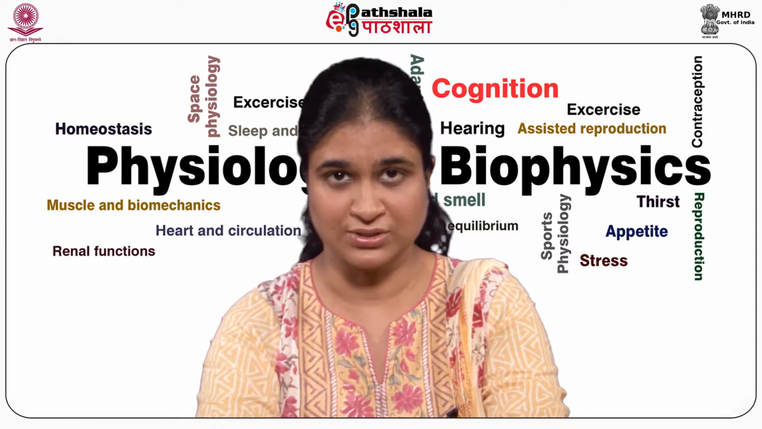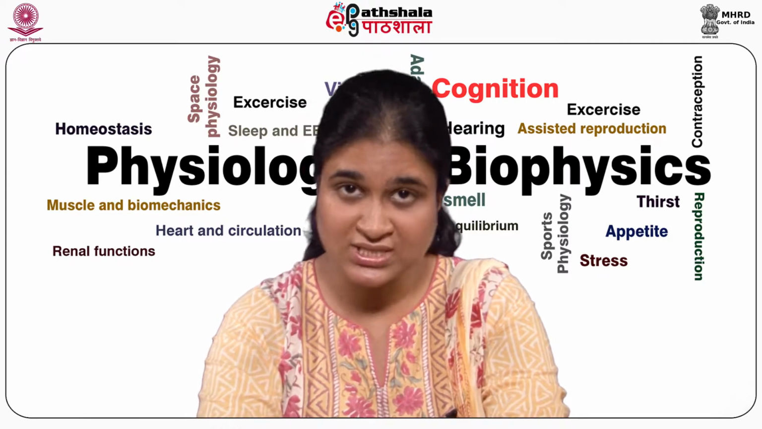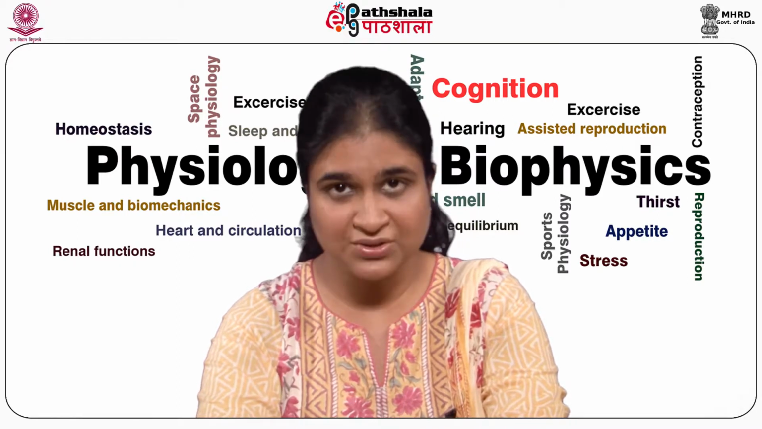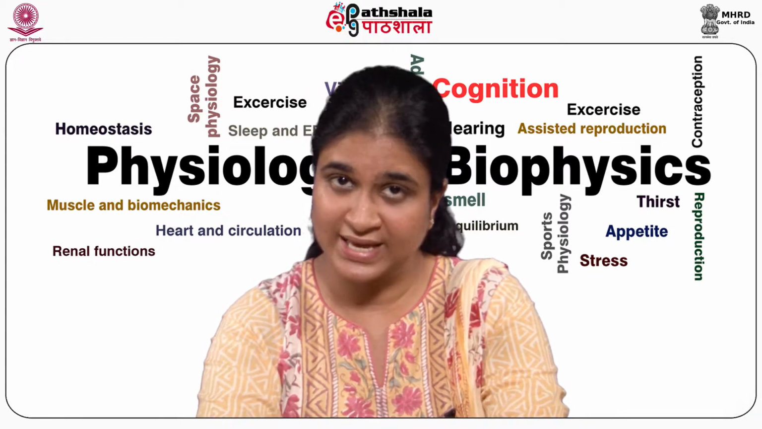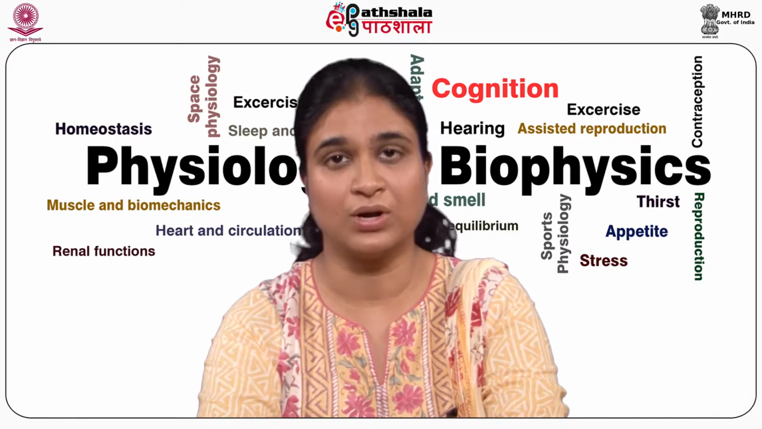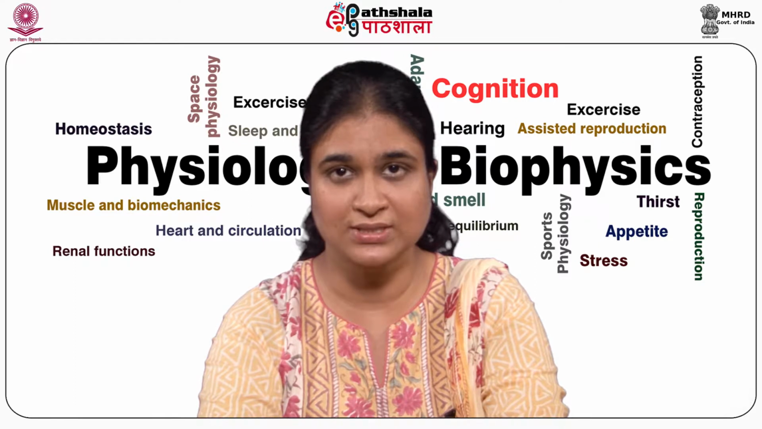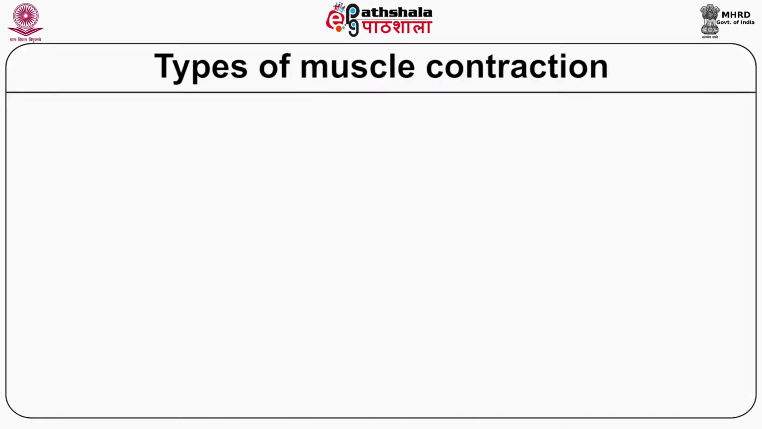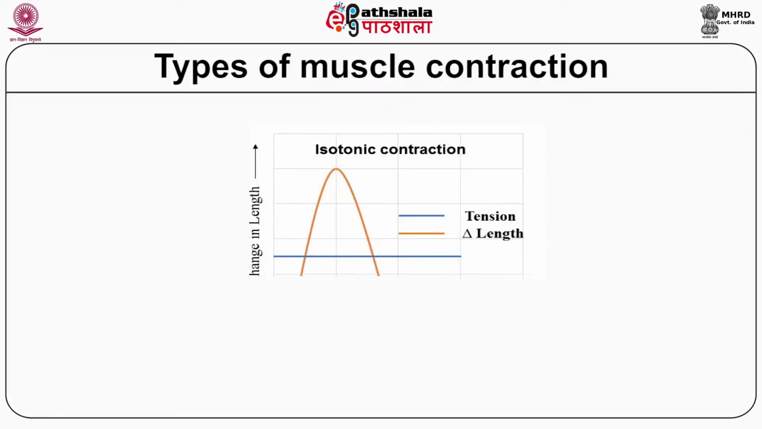Such a contraction where the length remains constant is called isometric. Iso meaning same and metric meaning length. The second type of contraction can be appreciated in the second graph, where the tension depicted in the blue line remains constant while the length changes.